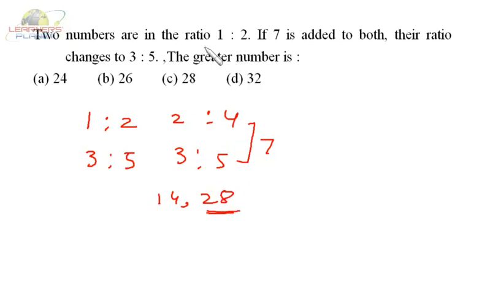The other method is, since we have been asked about the greater number, that means the greater number will definitely be a multiple of 2 if we go by options. So all the options are multiples of 2. Now to that particular number, if we add 7, it should be a multiple of 5. So if I add 7 to 24, it is 31, which is not a multiple of 5. If I add 7 to 26, it is 33, which is also not a multiple of 5. If I add 7 to 28, I am getting 35, so it can be one of the choices. And 32, if I add 7 to it, I am getting 39.